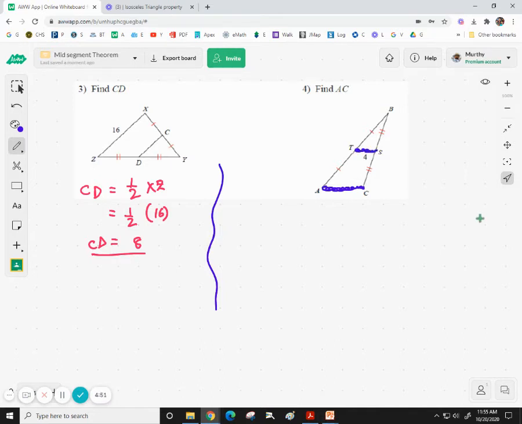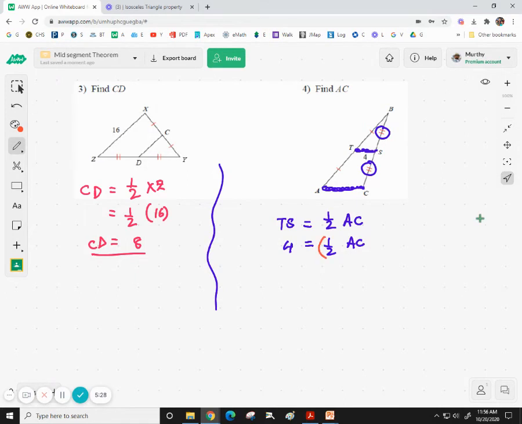T is the midpoint of AB and S is the midpoint of BC. You can see these symbols. Therefore, the length of TS, which is the short one, is half of AC by the mid-segment theorem. The mid-segment theorem says that the line joining midpoints of any two sides is parallel to the third side and half of the third side. Therefore, half of AC, whose value I don't know, but TS is given as 4 units.